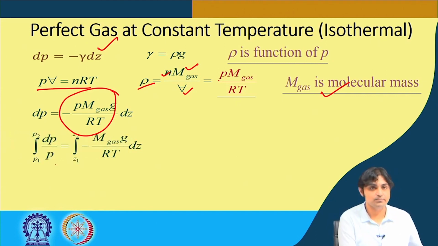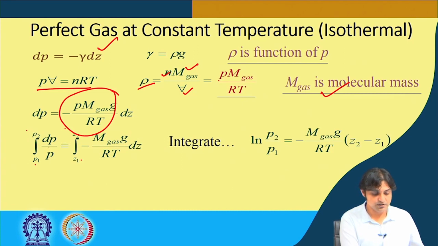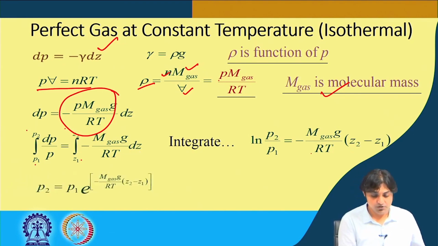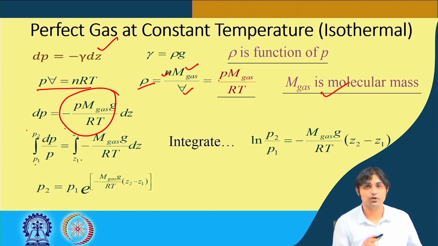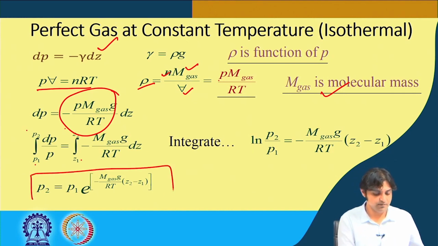So now we start simply integrating from P1 to P2 and Z1 to Z2. Simple integration, and if you integrate this, because it is dP by P, that becomes ln P2 by P1, and dz is a simple integration yielding Z2 minus Z1. So the pressure at point 2 at constant temperature will be given as P1 e to the power minus m_gas g/RT (Z2 minus Z1). So, in case of constant temperature, isothermal, the perfect gas, the pressure variation will be like this.